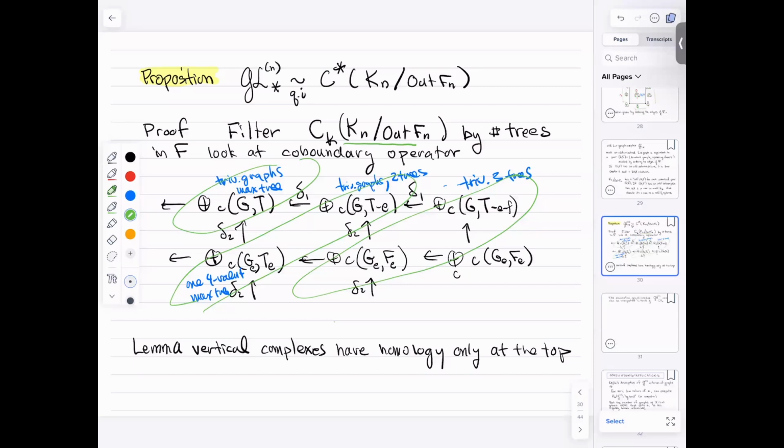And notice I've drawn a coboundary operator instead of a boundary operator. There's a reason for that. So what does the boundary operator do? It takes an edge and collapses it. So what does a coboundary do? It should take a vertex and expand it into two vertices.